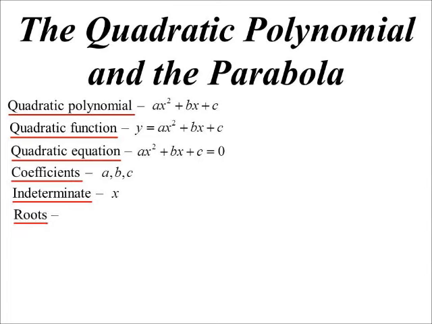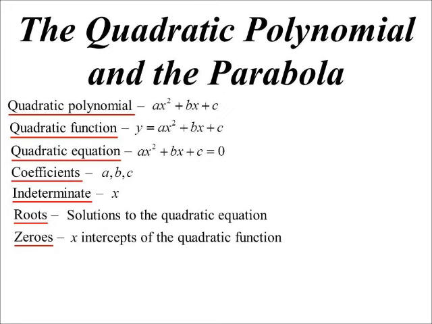Roots. The roots are the solutions to the quadratic equation, whereas the zeros are the x-intercepts of the quadratic function. Exactly the same number. It's just technically, when we talk about the equation, we talk about roots. When we talk about the function, we talk about zeros. And again, sometimes we use the wrong word. So we just think of zeros and roots or solutions to the equation. They all mean the same thing.